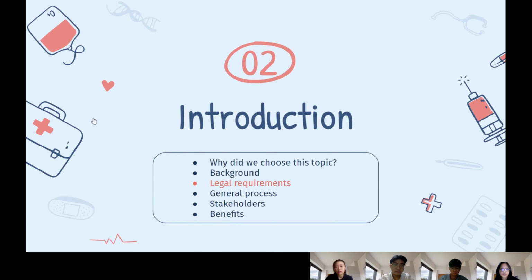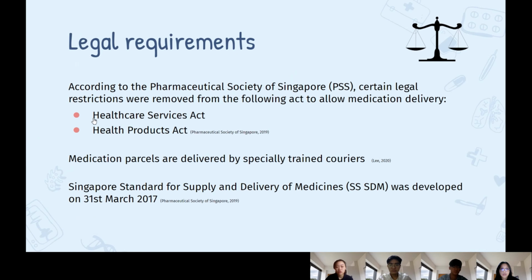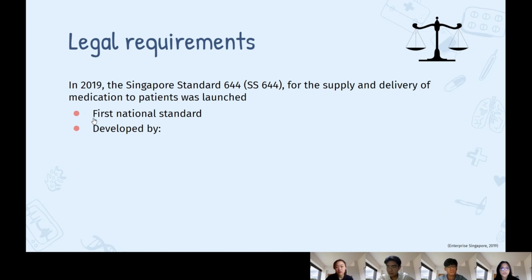So now we'll be covering the legal requirements. To make medication delivery possible, certain legal restrictions were removed from the Healthcare Services Act and Health Products Act. This allows medication parcels to be delivered by specially trained couriers, and by 31st March 2017, the Singapore Standard for Supply and Delivery of Medicines was created. In 2019, the first national standard for the supply and delivery of medications to patients, Singapore Standard 644, was launched. It was developed by these 3 organizations.